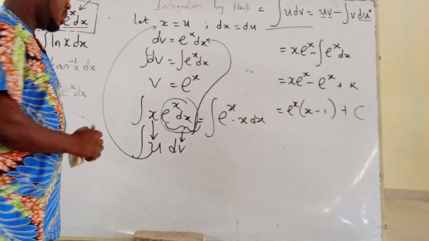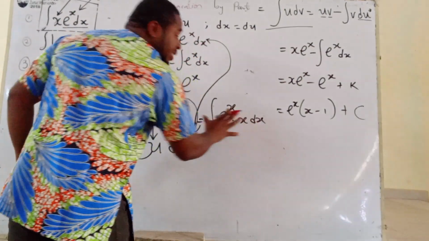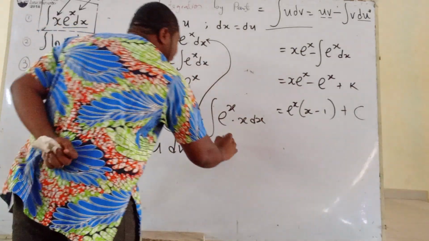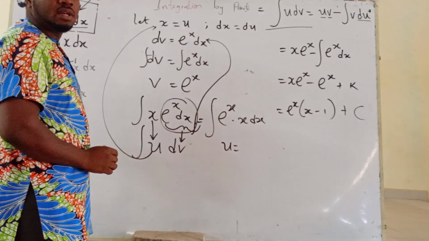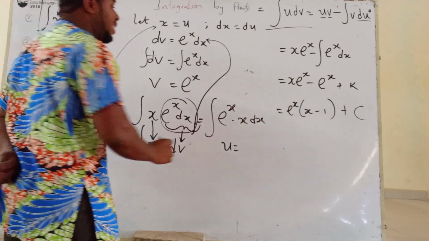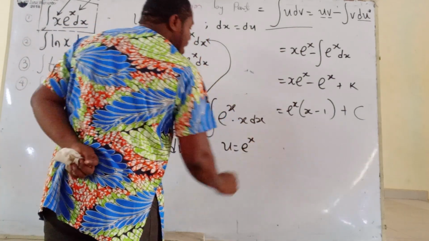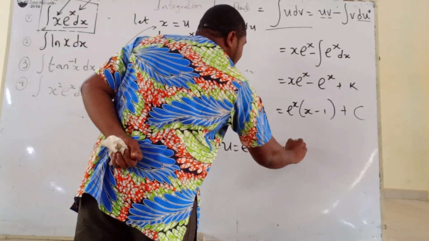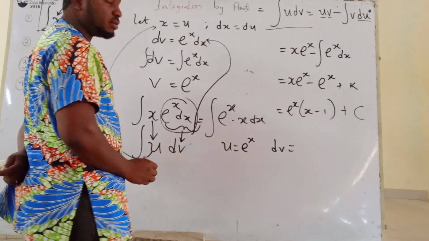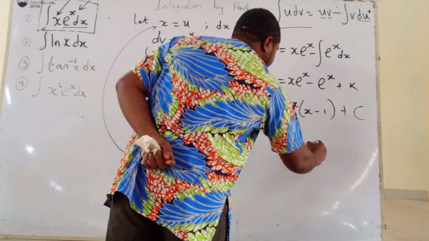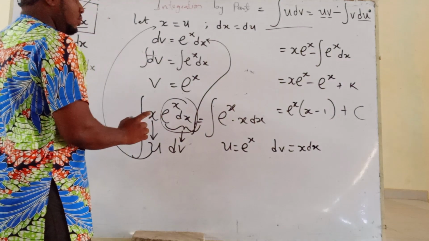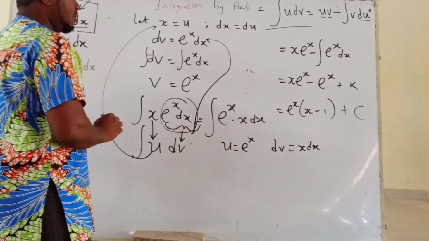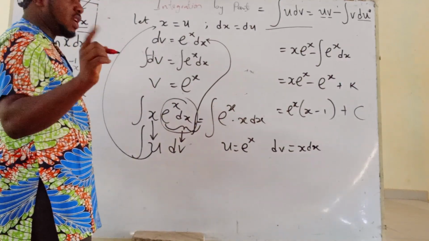Just watch. If I had arranged this in this way, my u is going to be what? Fantastic. It's going to be e^x. And then my dv is going to be what? Fantastic. x dx. This is u. And then this is v. So look at this very well.